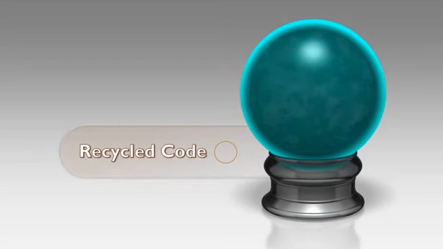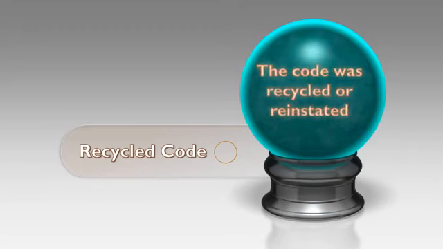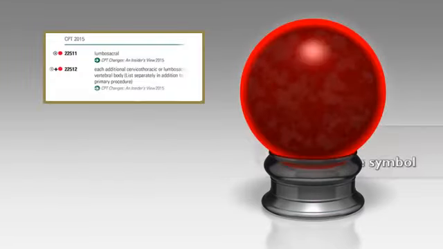Recycled code. That's a circle with nothing inside. Okay, clear circle. I like that better. And it means the code was recycled or reinstated. And no, I couldn't really find any examples because I just didn't have time. But if you see a clean or clear circle, it's a recycled or reinstated code.